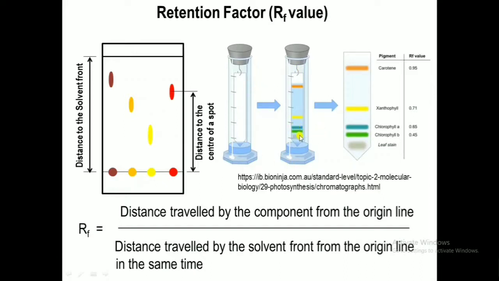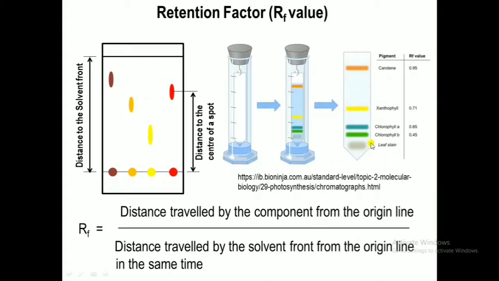So here you can see that it's a green line, blue line, yellow line, red line. So 1, 2, 3, 4 components. Okay, so 4 components got separated, and they measured the distance from the reference line and divided that distance by the distance traveled by the solvent front.